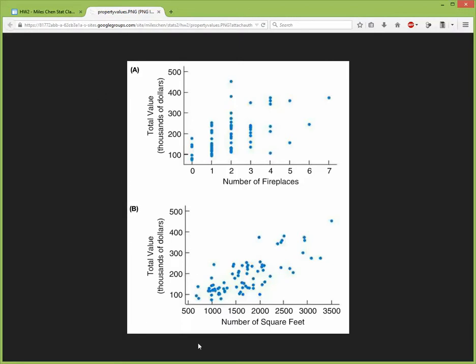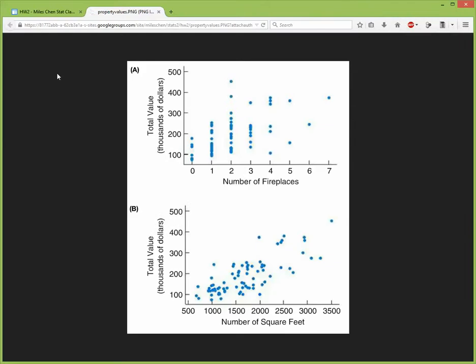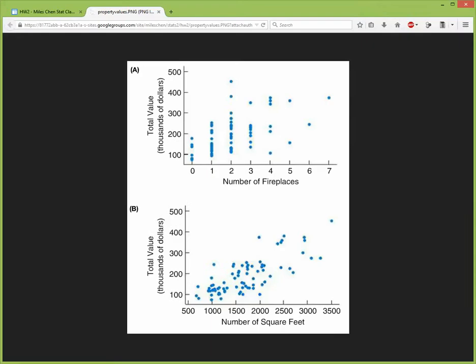So 1A, number of fireplaces, we're trying to predict the property's value. 1B, is it positive, negative, neither? I would say positive, okay? Why is it positive? Well, what does it mean to have a positive relationship? Let me answer this.